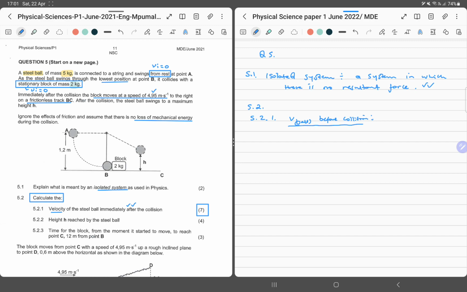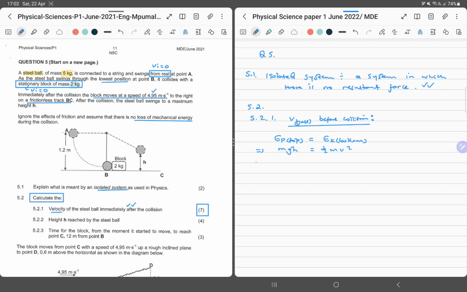So what do we do here? Before collision, what happens to this? We know that potential energy at the top is equal to the kinetic energy at the bottom. That's the law of conservation of mechanical energy. As you can see, at the top it's stationary, so there's no kinetic energy. So I'm not going to waste my time writing a complicated formula here. This implies that mgh is equal to half mv squared.